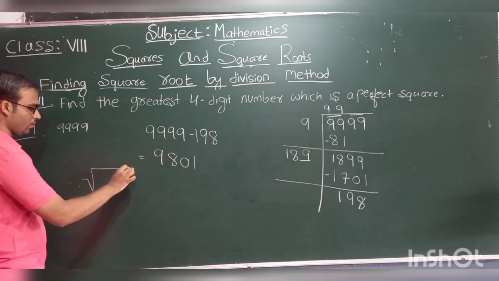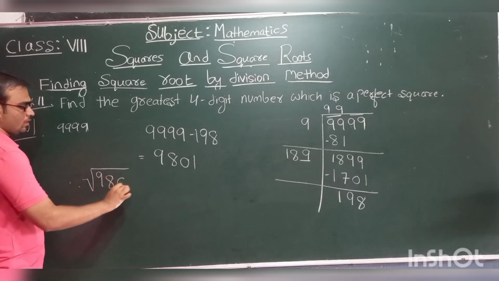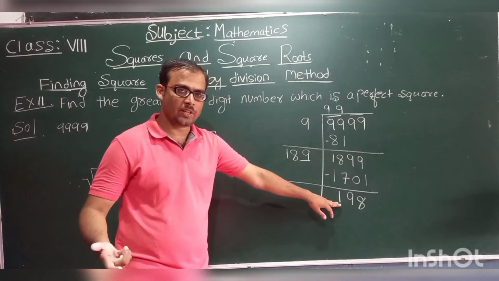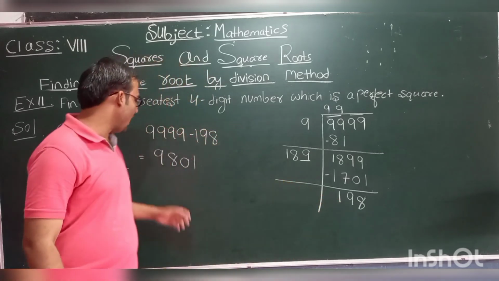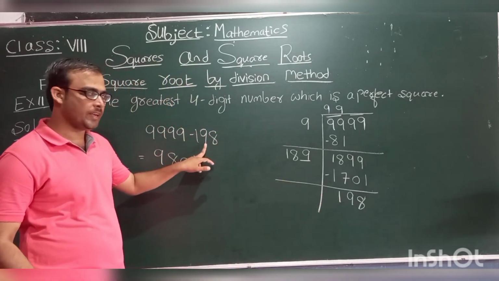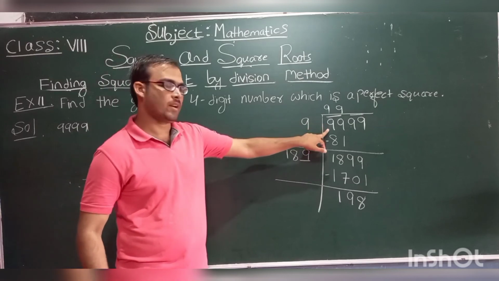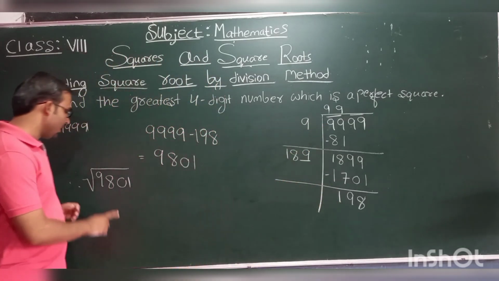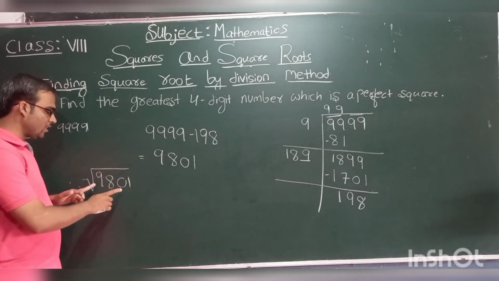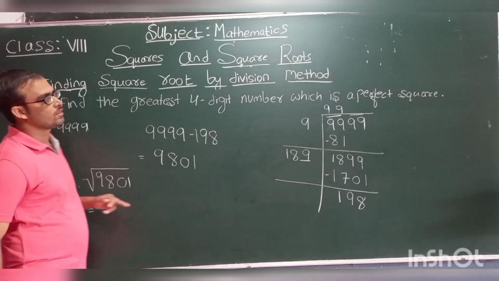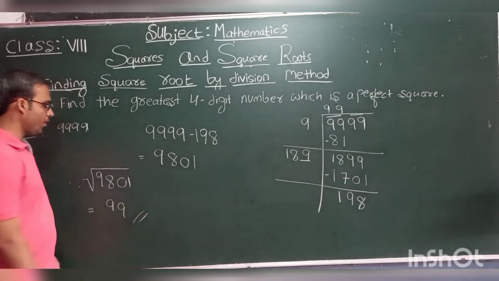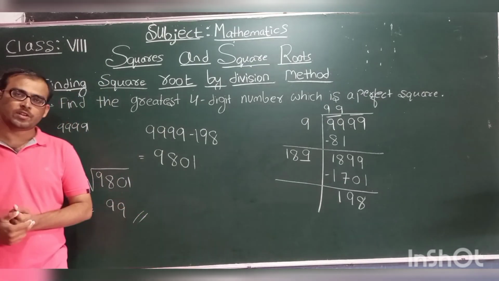Therefore, if we have got remainder as 0, then it must be a perfect square. No, as we have subtracted 198 from this number, so we are getting remainder as 0 only. Then the square root of this is what? That is 99. The square root of 9801 is 99.